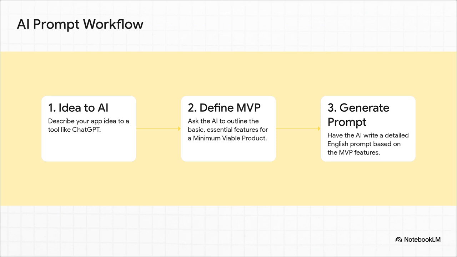So how do you figure out what that MVP should be? Well, there's a really cool three-step process using AI. First, you just talk to something like ChatGPT and describe your idea. Just dump it all out there. Step 2, you ask it to help you boil that down to just the absolute must-have features for your MVP. And for the final step, you tell the AI to take those features and write a super detailed prompt in plain English that we can just copy and paste into the app builder.